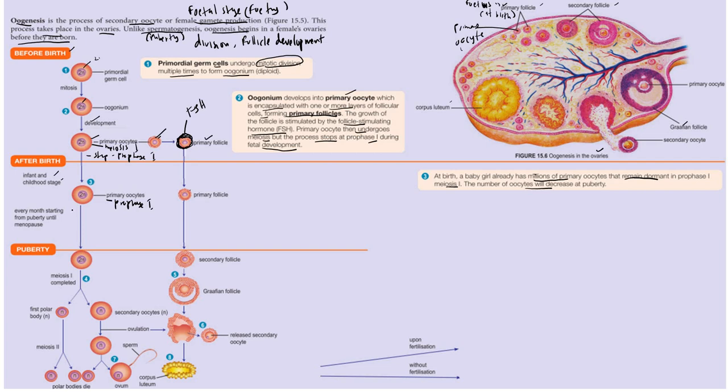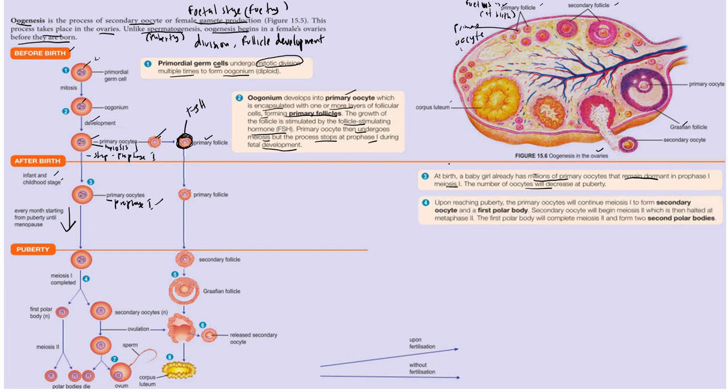So this number will decrease at puberty. This happens every month starting from puberty until menopause. So the number of primary oocytes will decrease, maybe until 100,000 only, from millions to 100,000 only during puberty. You must remember here, still in prophase 1, not complete yet.